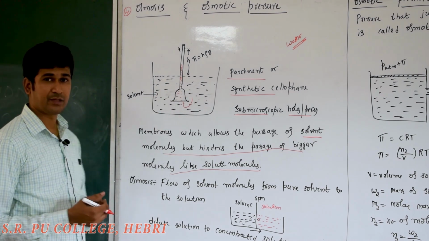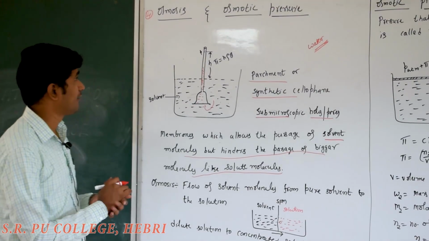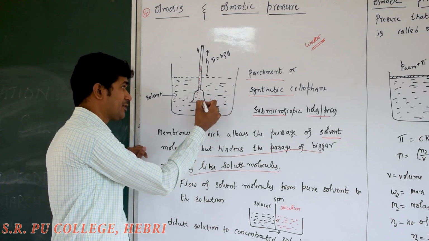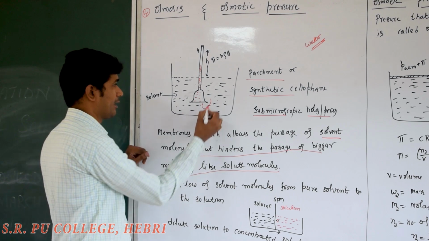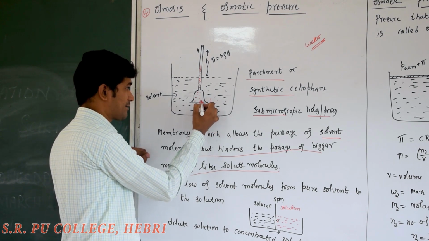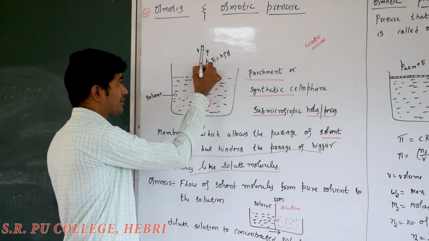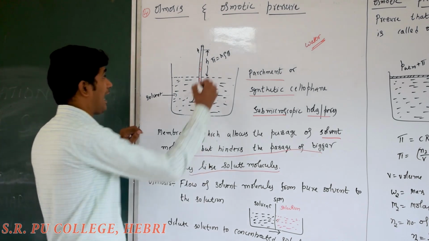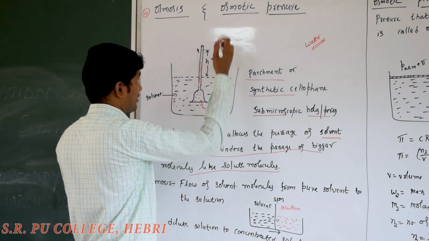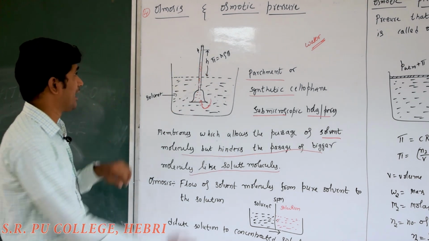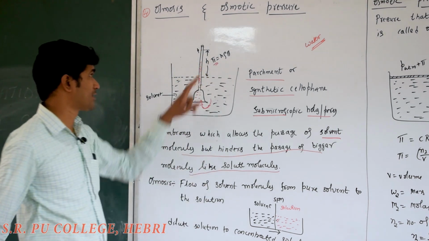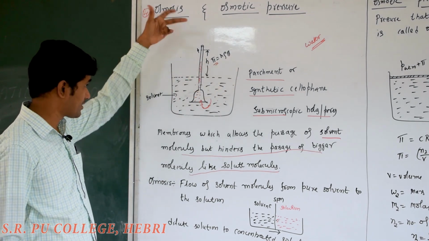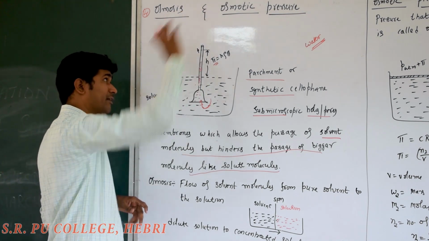Now what happens? Due to a difference in pressure, which is known as osmotic pressure, the molecules of solvent enter the solution through this semi-permeable membrane. The molecules of solvent enter the tube and the level of liquid in the tube increases by a height of H. The osmotic pressure can be calculated using the formula pi equals H rho g. It is moving against gravity, increasing by a height of H.